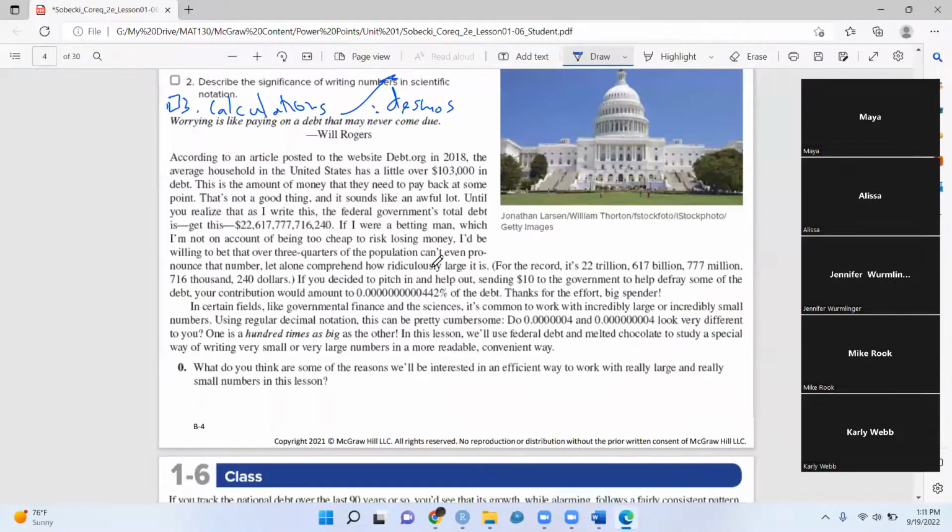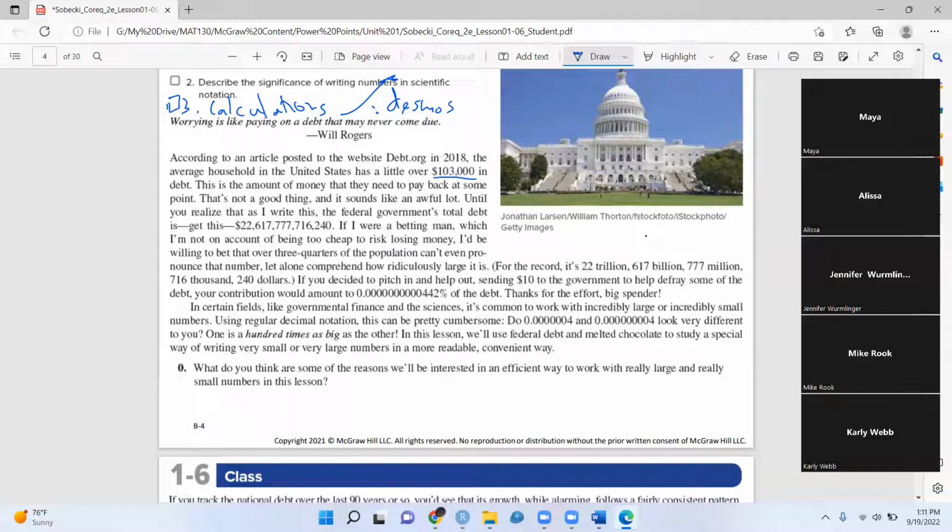Okay, well, let's talk scientific notation then. Our author has an interesting talk here. He says in 2018, the average household in the United States had a little over $103,000 in debt. Yikes. So debt is money you have to pay back. So this is probably credit cards, maybe your mortgage, maybe the debt on your car, maybe it's your student loans, etc. Yes, that's not good. It's terrible.